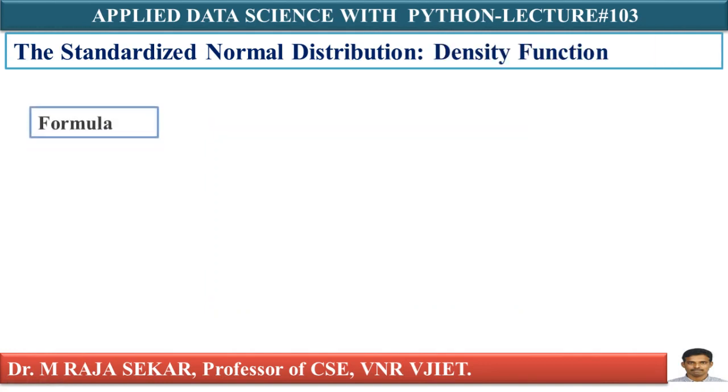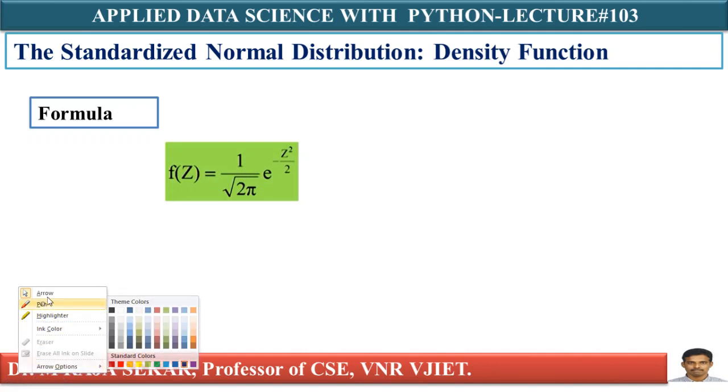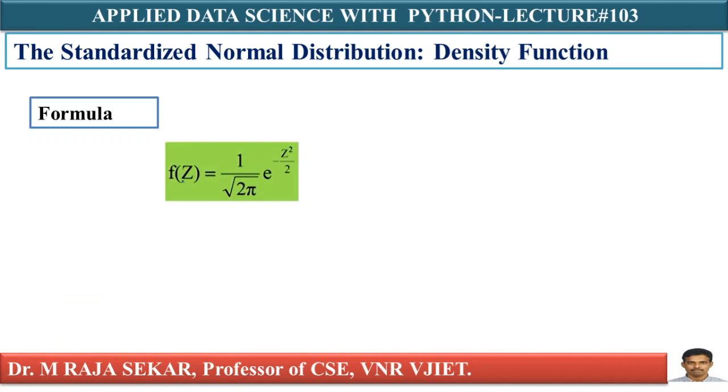What is the formula? What is the density function for standardized normal distribution? This is the formula, f of z equal to 1 by root 2 pi. This is a formula for probability density function of standardized normal distribution, isn't it? F of z equal to 1 by root 2 pi into e power minus z square by 2, isn't it? It's simple formula.